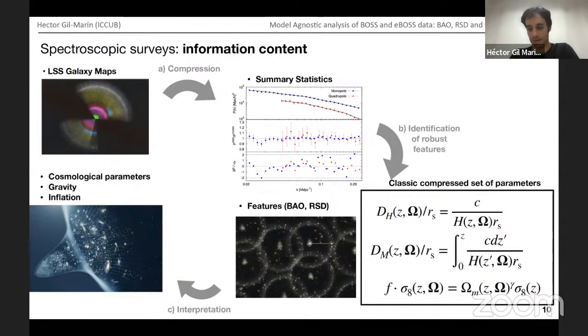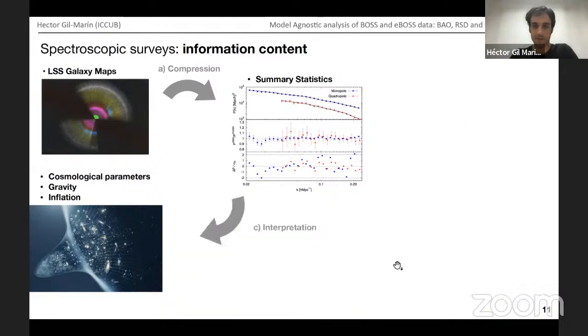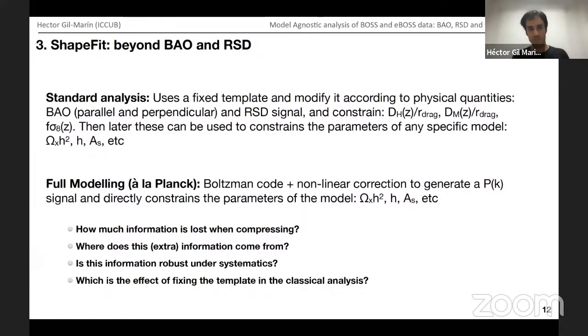But then we can ask ourselves why we need this intermediate step here, if maybe we can just directly interpret the size and the amplitude of the power spectrum, forget about this intermediate step, and constrain cosmology parameters directly from the power spectrum. So this is what has been done by some of the papers.